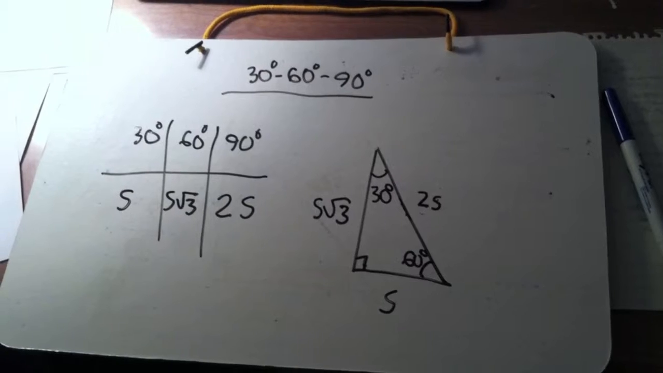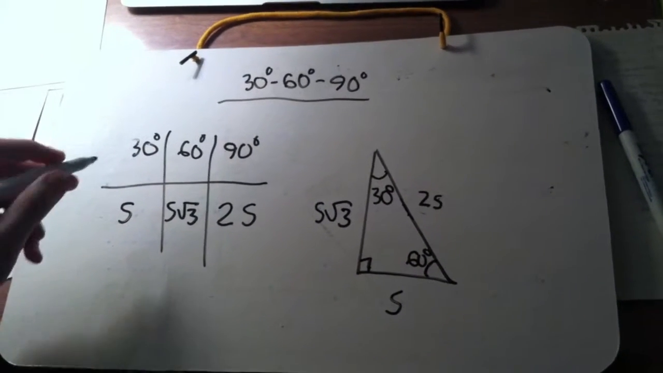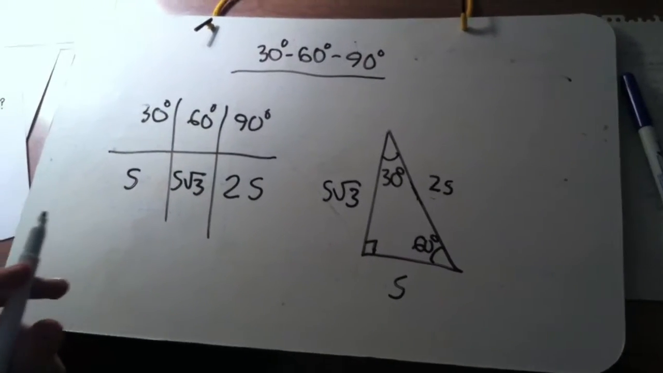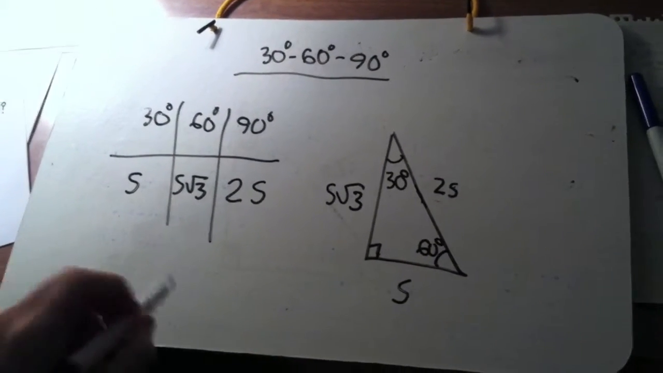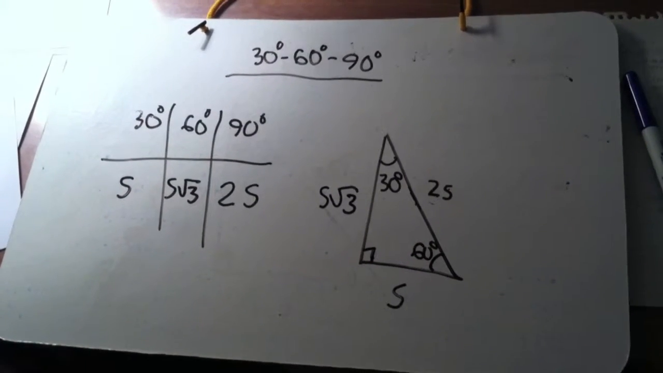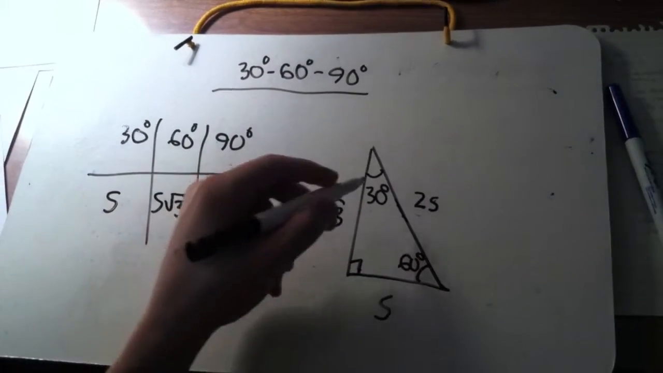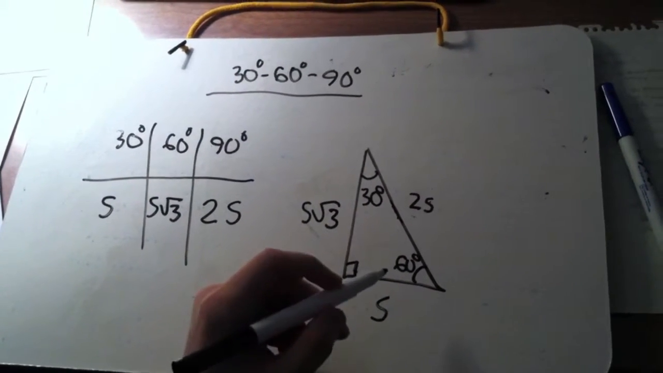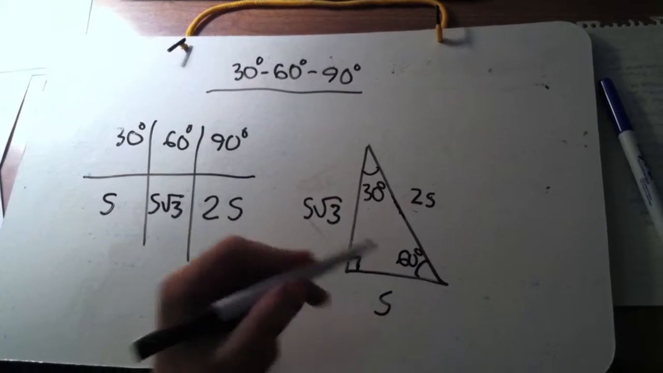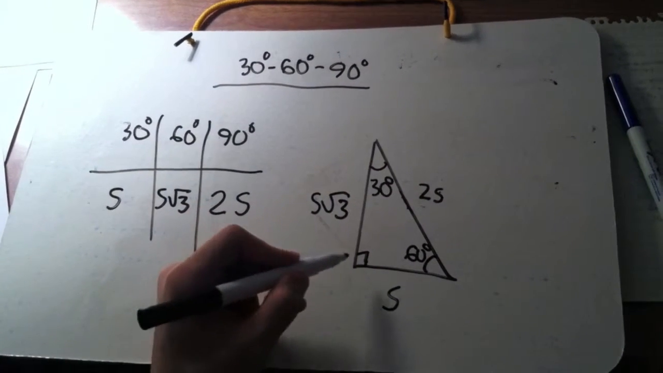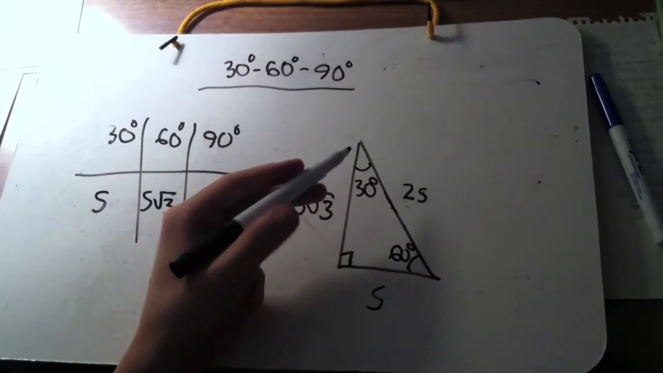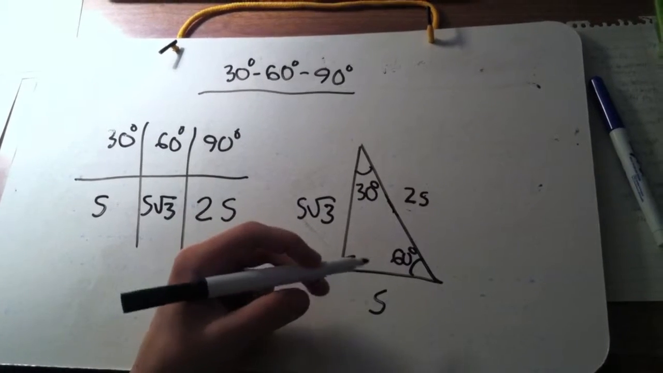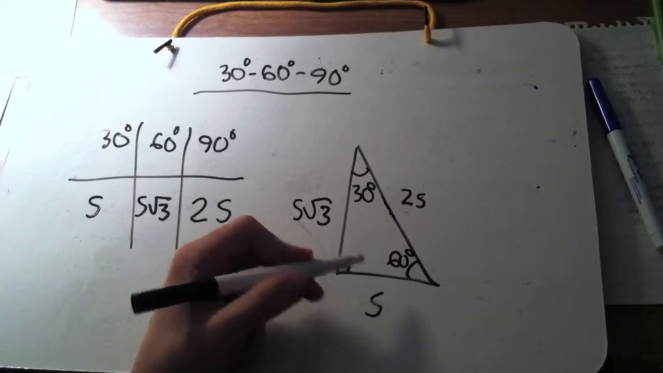The second special right triangle we're going to focus on is the 30-60-90 degree right triangle. This one is a bit more complicated because it deals with multiple ratios. The first, which is opposite the 30 degree angle, is still S, the shortest leg. The side length opposite the 60 degree angle is S root 3. And the side length opposite the 90 degree angle is 2 times the length of the 30 degree side length.